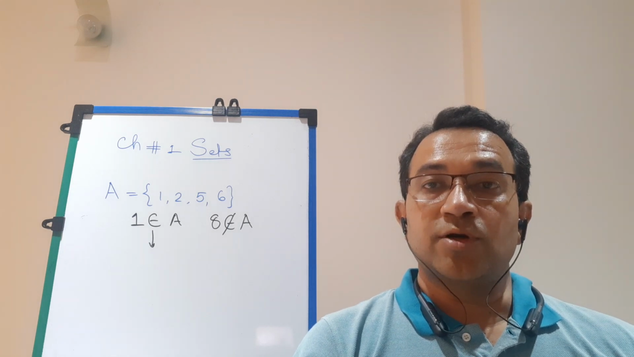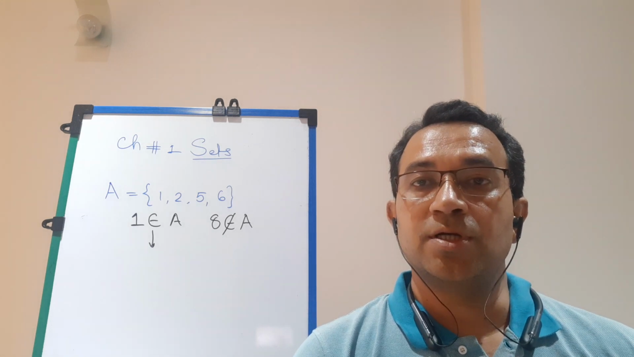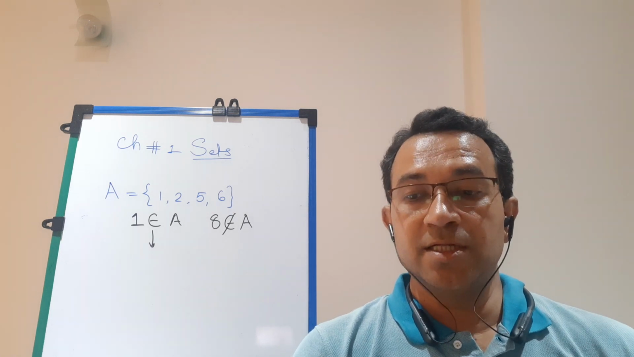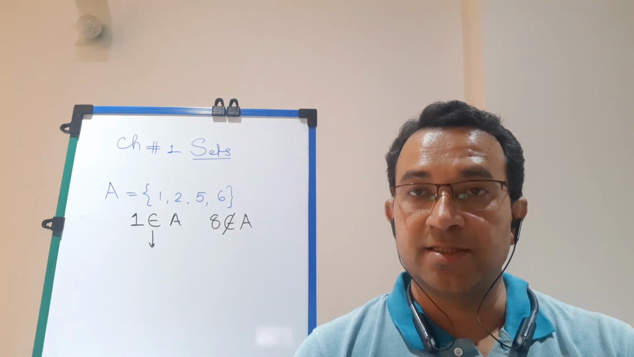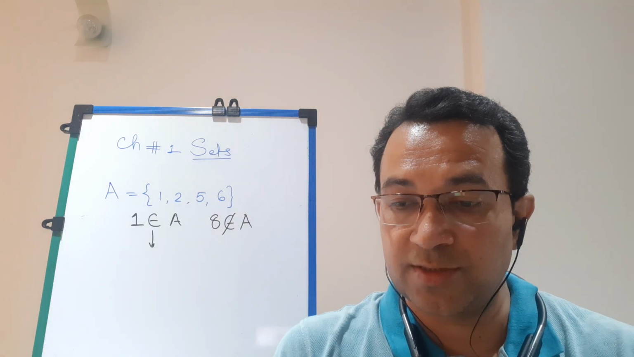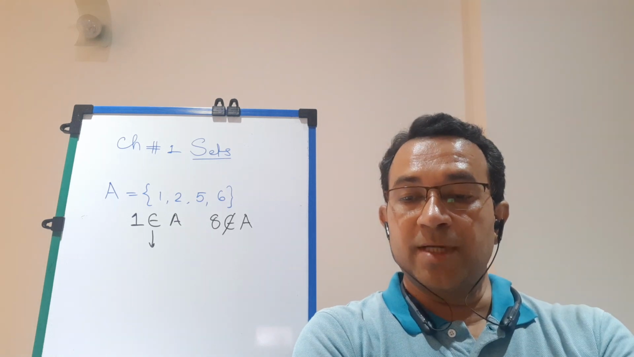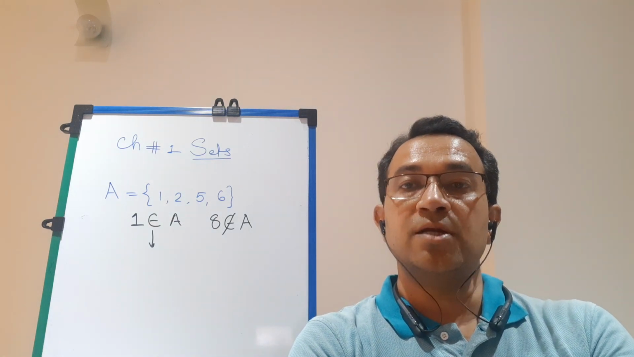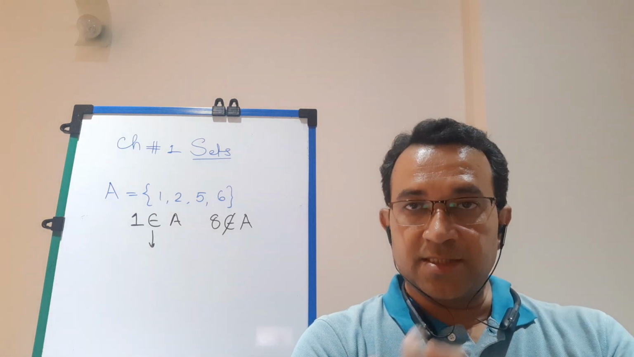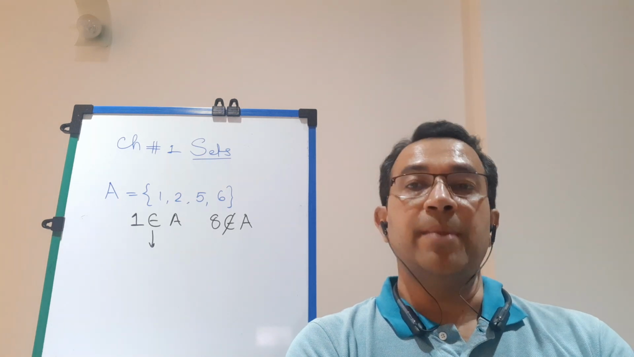Now, the next important concept: methods to represent a set. Basically, there are two methods to represent a set. One is the listing method and the other is the property method. The property method is also called set builder form, and the listing method is also called roster form or tabular form. But the primary approach is these two methods: listing method and property method.